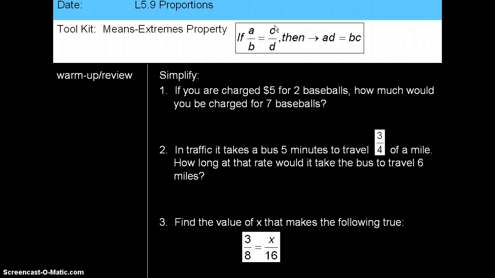Hopefully in number 1, you have found that the cost for 7 baseballs would be $17.50. Hopefully in number 2, you have found that the time that it would take the bus to travel 6 miles is 40 minutes. And in number 3, hopefully you have found that the value of x that makes this a true statement is 6.